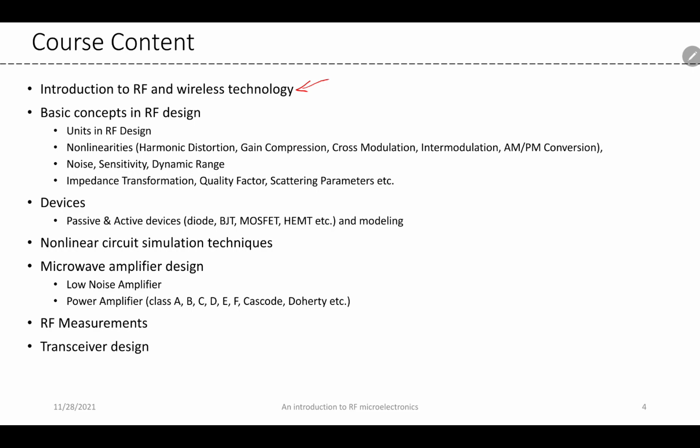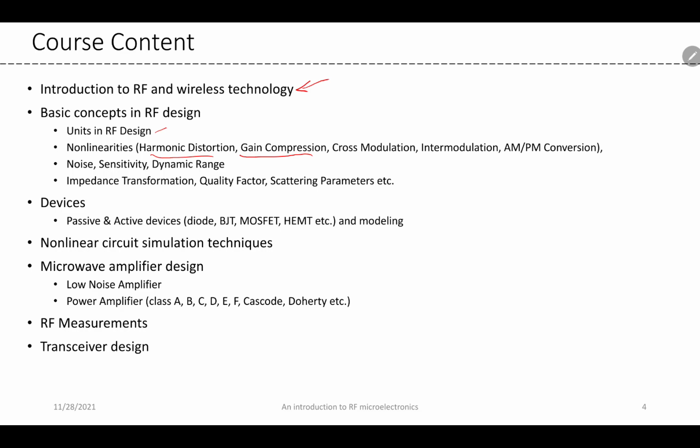Then from there, I will shift to the concepts in RF design. So the units and the jargon that's used by RF microelectronics people, topics like gain compression, harmonic distortion, modulation, intermodulation, noise, sensitivity, dynamic range. We'll talk about all of these, what they mean, and what their implication is on circuit design.